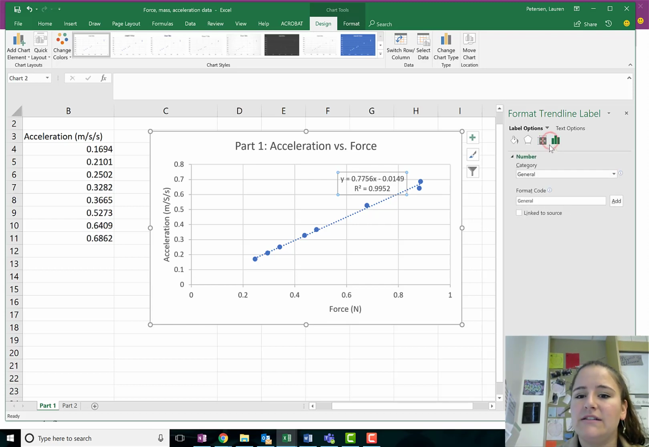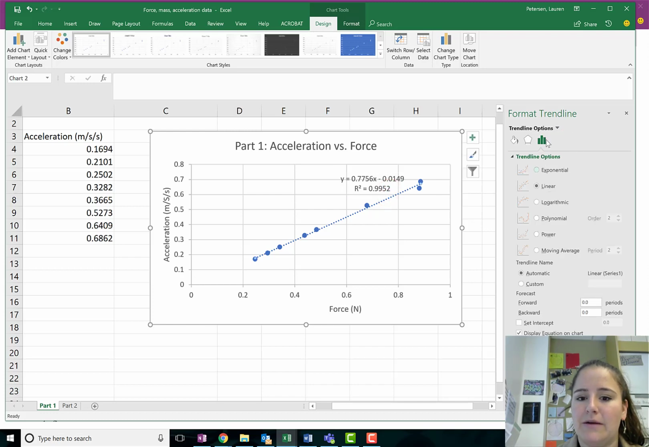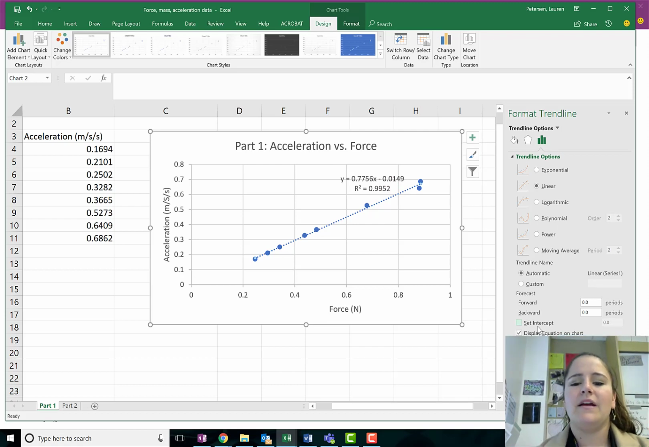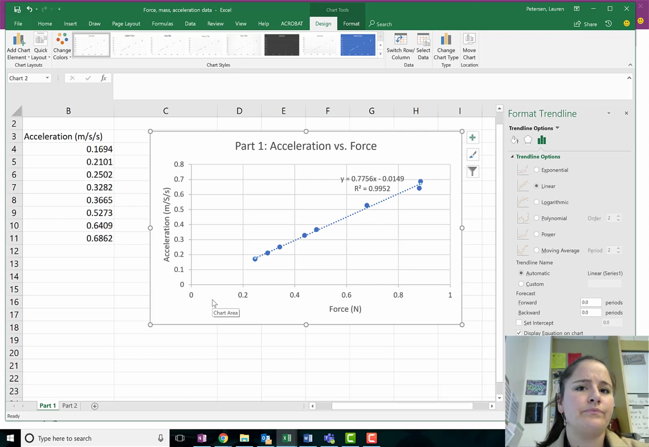Okay, I wanted to talk about one other option in our trend line. So let me click back on my trend line, and I'm in more options. That is the set intercept 0 function. Now sometimes we check that and sometimes we don't, and you really have to think about the data that you're talking about. Set intercept equals 0 means that when your x-axis is 0, your y-axis is also 0. Now, does that make sense for this lab?